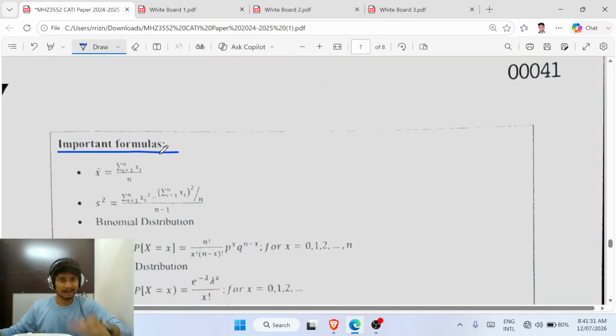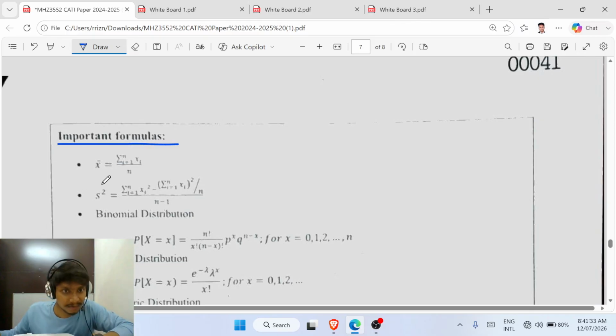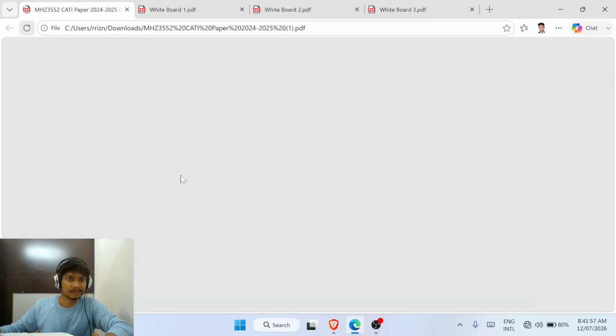If they give these formulas, we have to use them, and not only that, we have to use the same notation. If they use x bar, you also use x bar, don't use y bar. Because they have given the formulas, don't use them differently.